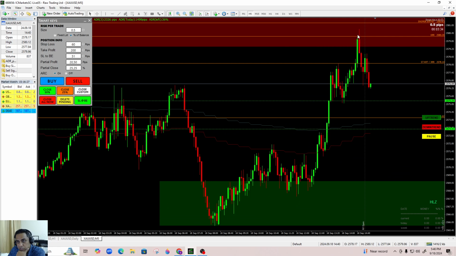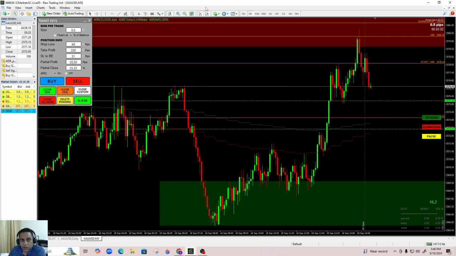We have a strong rejection here, right at the mid of the fib. So I don't know if price is going to come deeper inside now. I don't know, but if it doesn't, then I don't have a trade. If it does, great. If it doesn't, then I don't have a trade. Okay, that's how I trade.